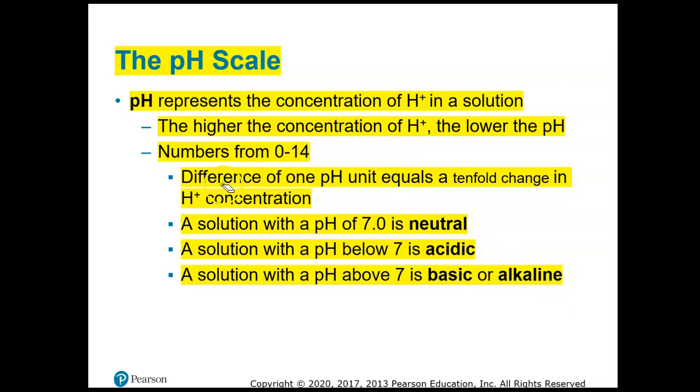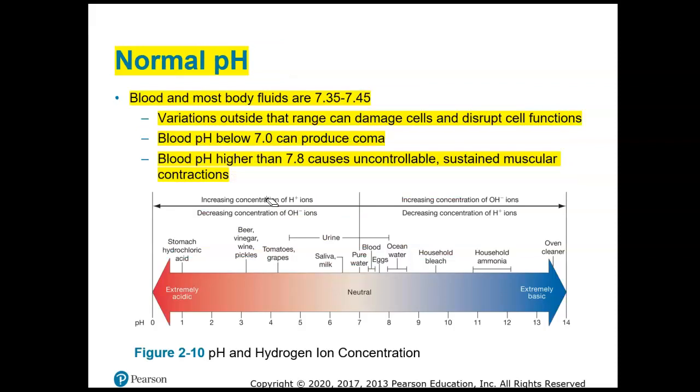Oh, this is important. The difference of one pH unit means a 10-fold change in hydrogen ion concentration. So another way to say that is, if the pH changed in a solution from 2 to 1, okay, that means that the amount of hydrogen ions went up by 10 times. It's a 10 times increase in hydrogen ion concentration. All right, some pH values here. Blood and most body fluids are 7.35 to 7.45.